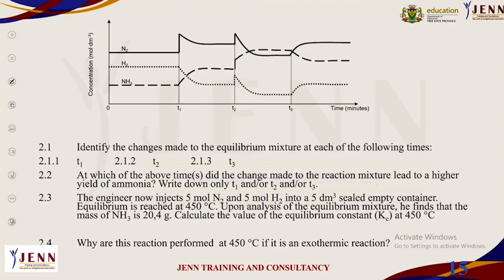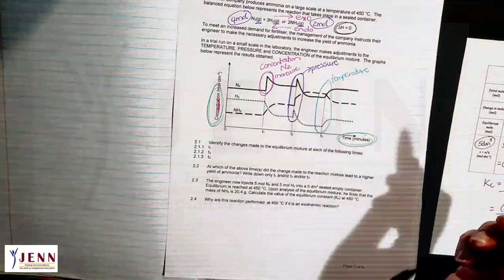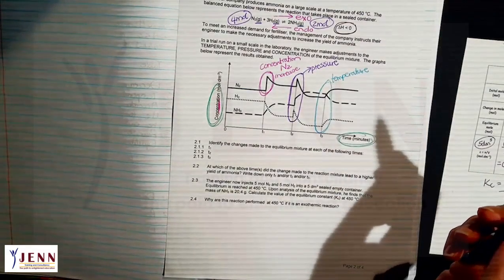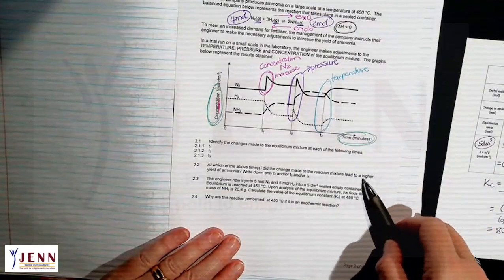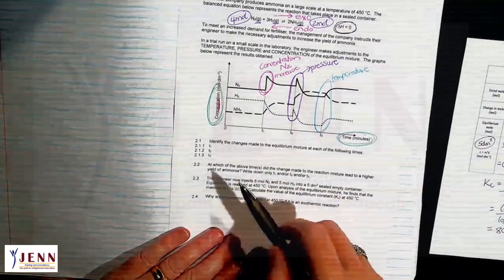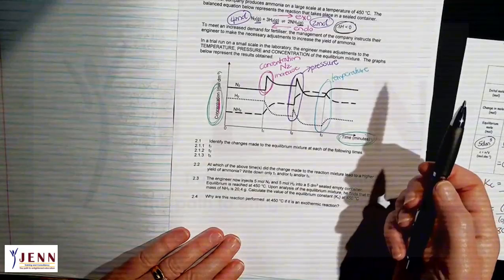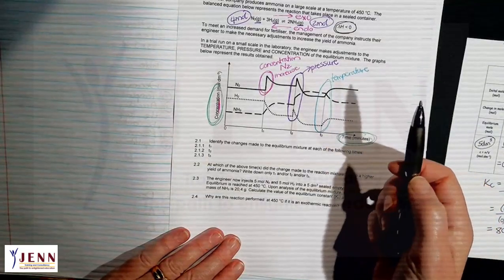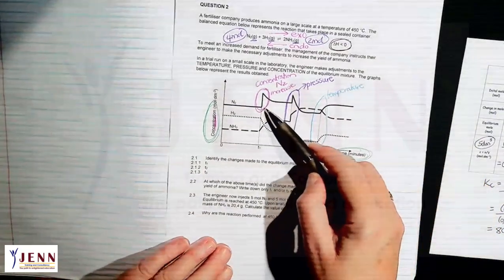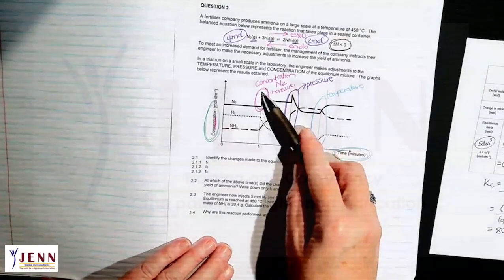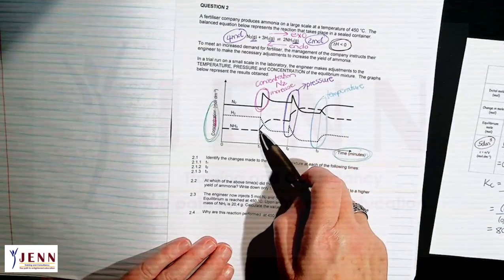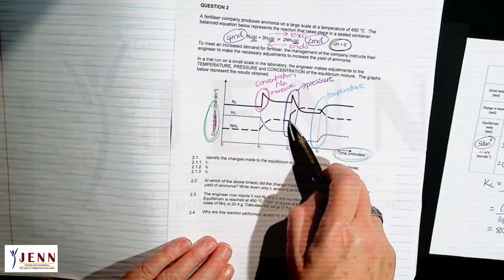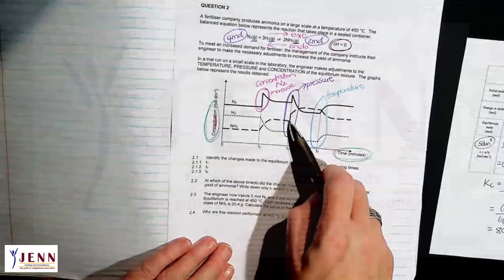So if I look at the first one, they say, at which of the above times did the change that was made lead to a higher yield of ammonia? So that means I want more ammonia. If I look at my reaction, I see that N2 was increased and then my forward reaction was favored. So that means my NH3 becomes more.